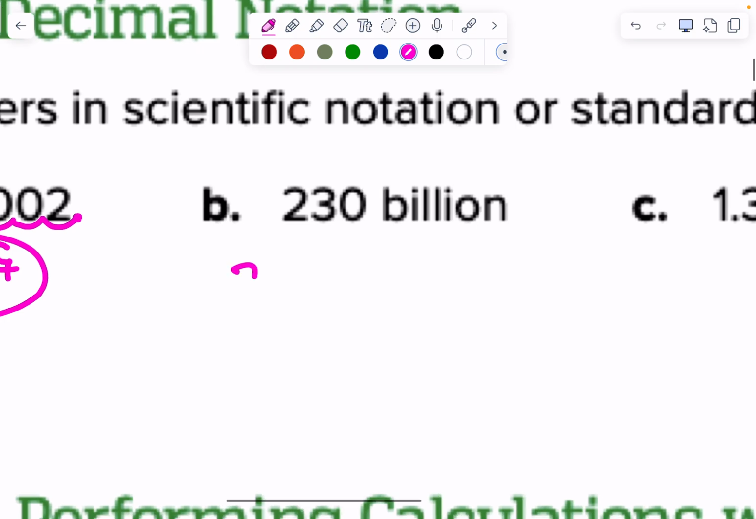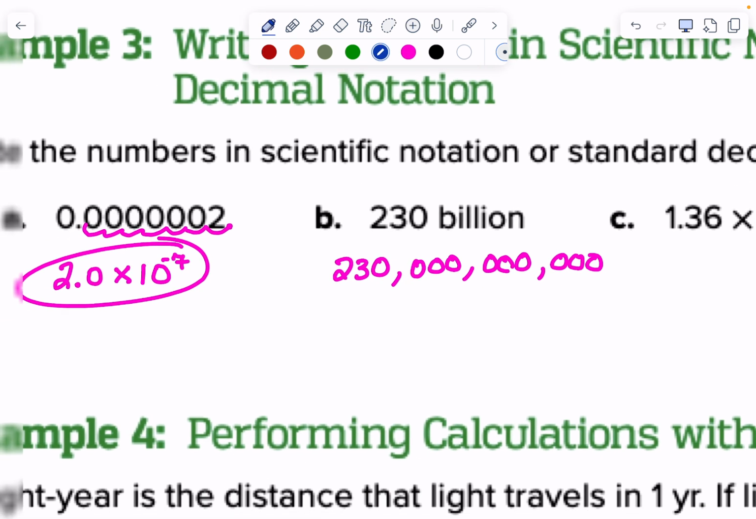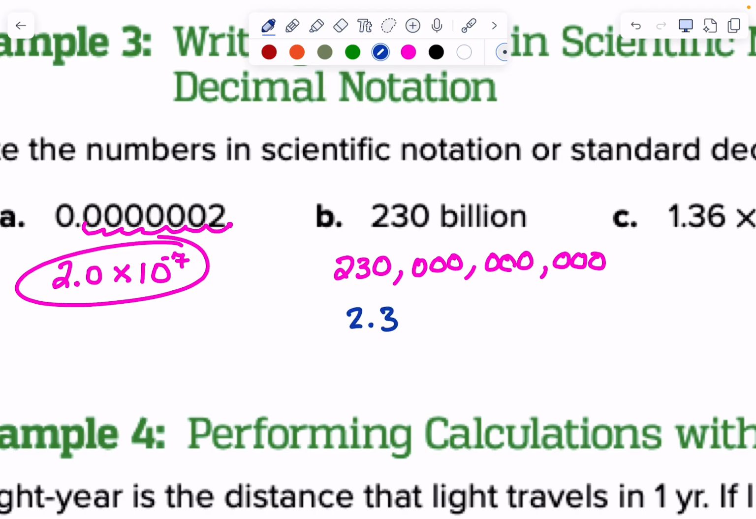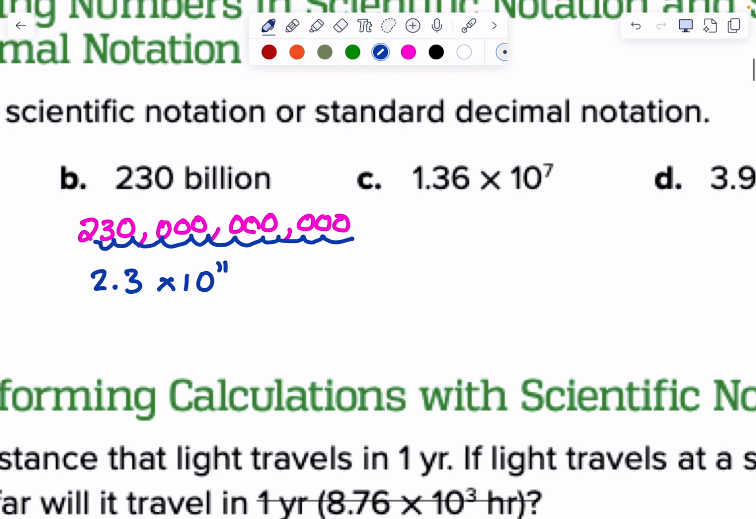Woo! 230. That's million. That's thousand. That's that. That's 230 billion. So what number are you starting with? 2.3. So my decimal's here, right? 1, 2, 3, 4, 5, 6, 7, 8, 9, 10, 11. Yes. Times 10 to the, is it a positive 11 or a negative 11? Positive 11 because I'm making it bigger. That is insane.